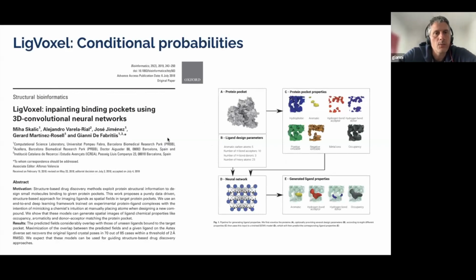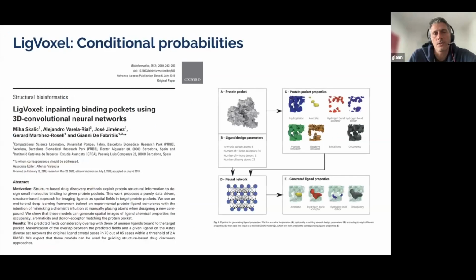And the first one we did, again in 2019, was practically an in-painting, so a conditional probability model where we were passing a protein and we were asking the model to fill the pocket down here with the properties of small molecules. So we were generating this kind of property, aromatics, hydrogen bond donors and acceptors, for which one could guess what sort of small molecule would fit there.